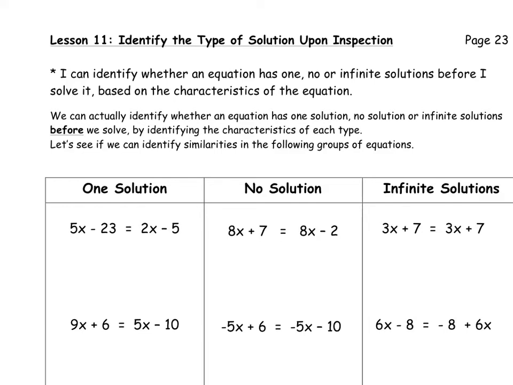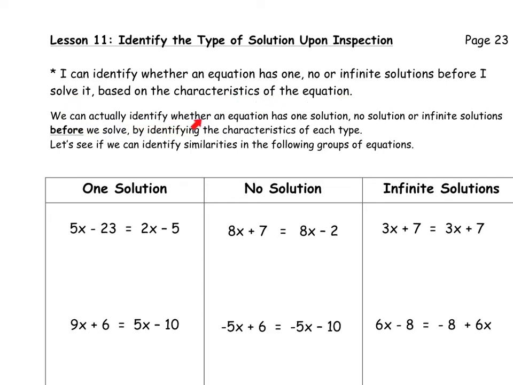Welcome to our final lesson in our multi-step packet. This is lesson 11, and we're going to identify the type of solution upon inspection, and that means by looking at it. Our goal: I can identify whether an equation has one, no, or infinite solutions before I solve it based on the characteristics of the equation.